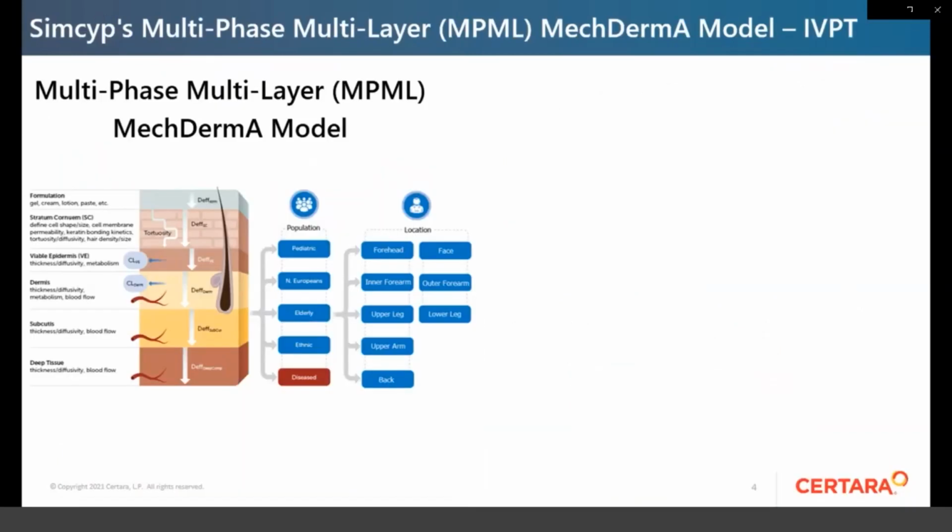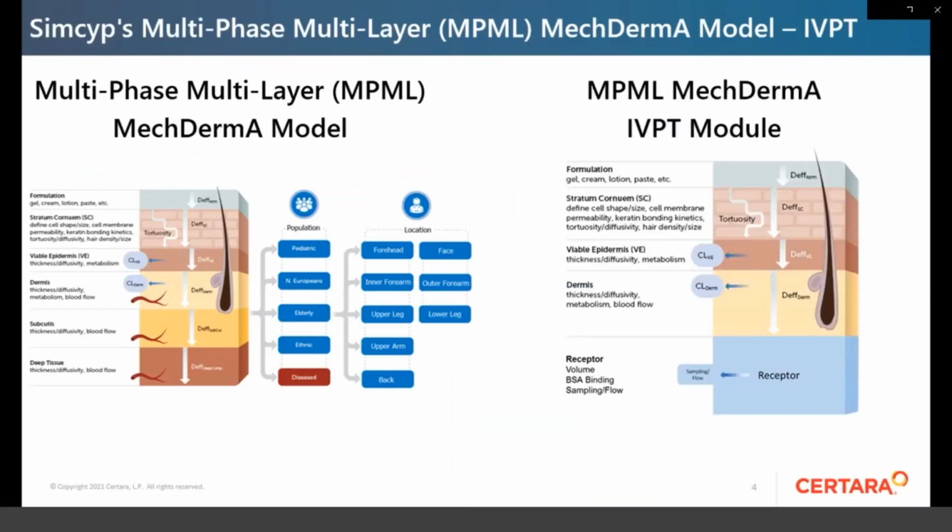As I mentioned previously, I'm going to discuss this case study based on the multi-phase, multi-layer MechDermA model, which is part of the Simcyp Simulator. And apart from that, I'm going to describe very briefly the IVPT module, which allows you to simulate the IVPT study, which is based on the MPML MechDermA model conceptually.